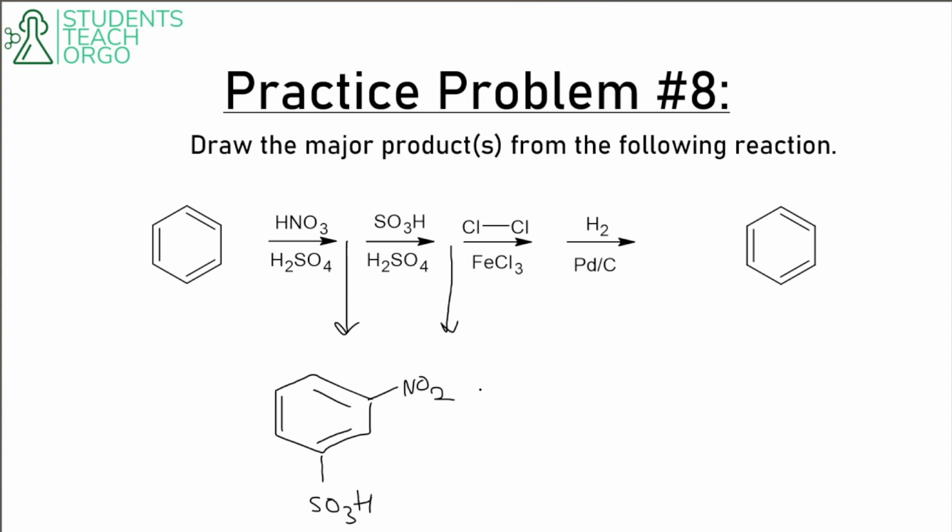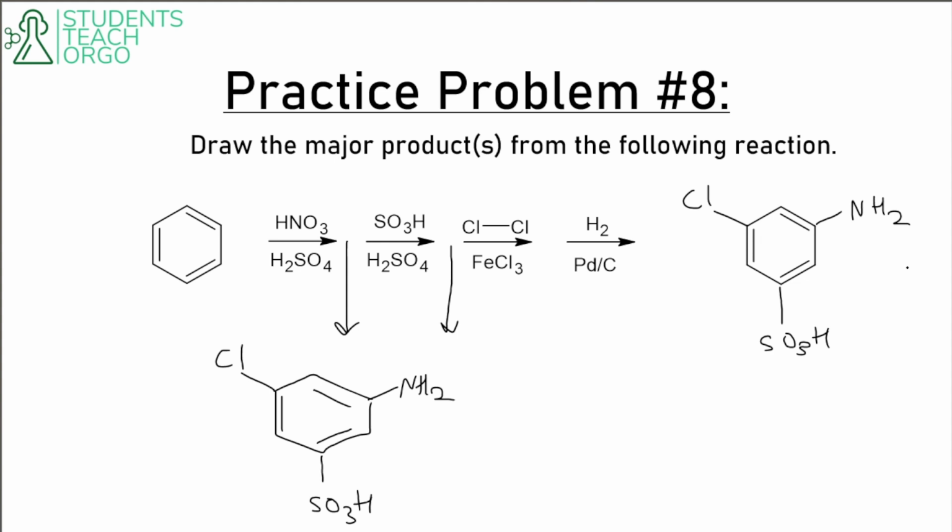Now we're going to do our Friedel-Crafts, right? Chlorine's going to go here. And then finally, we're going to apply H2, Pd/C. So what's that going to do? It's going to get rid of this group. So our final answer, we're going to have the chlorine. It's going to be meta to the NH2. And this sulfur group is also going to be meta.